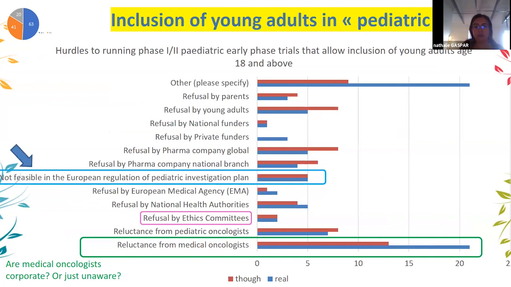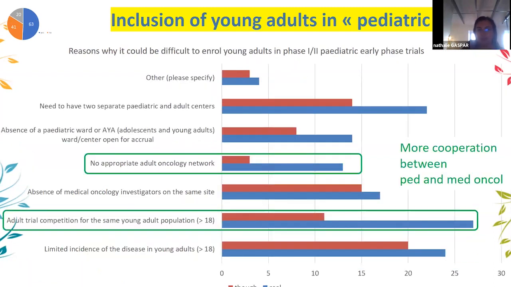We asked the question the other way around: what were the hurdles to opening pediatric trials to young adults above 18 years? Most people thought it was not feasible when developing a drug in a pediatric investigation plan, which is not true. And again, the reluctance of medical oncology comes up, highlighting the importance of collaboration between pediatric and medical oncologists. And again, the non-appropriate network, everything going in the same direction.